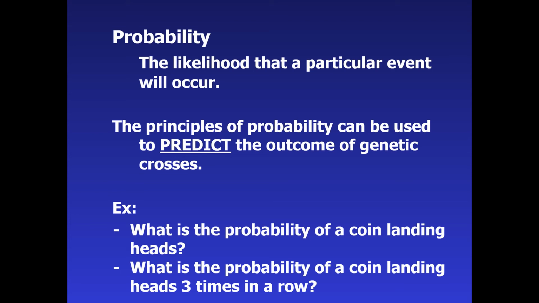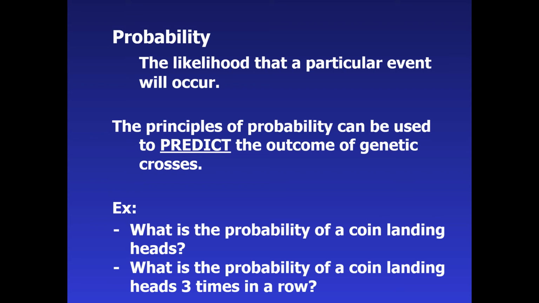So, probability does have a place in biology when there is reproduction happening and the parents are passing traits down to their offspring. So the principles of probability can be used to predict the outcome of genetic crosses, genetic crosses between two parents. You could actually predict the likelihood of the offspring having particular traits.